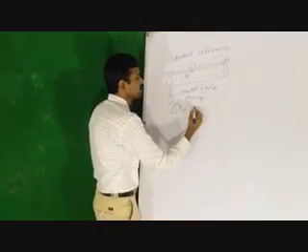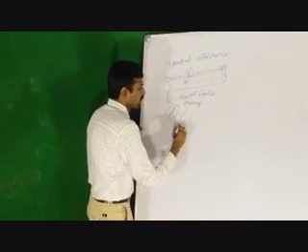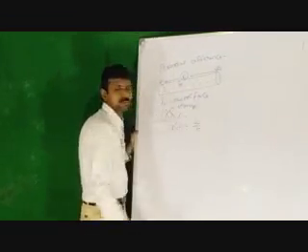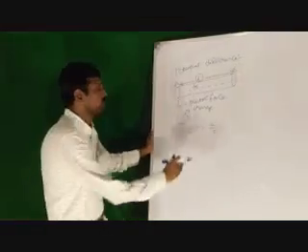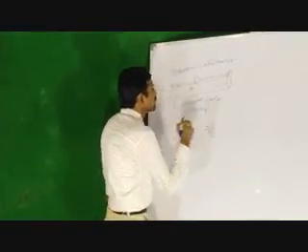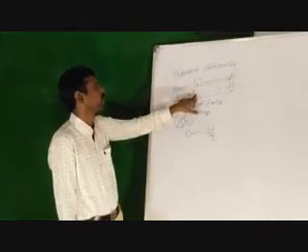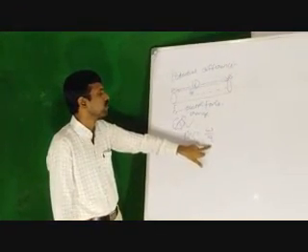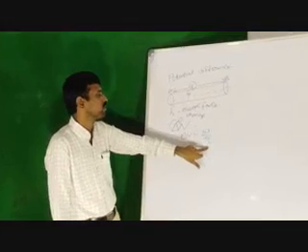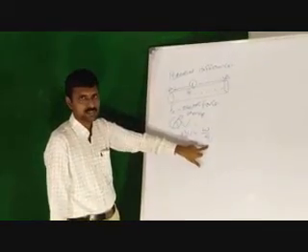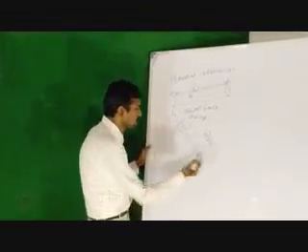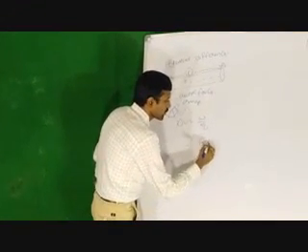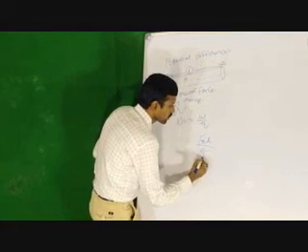So delta V is equal to W by Q. Q is the charge, and W is the work done. How much work is done here? Fe, the electric force, into L, by Q.